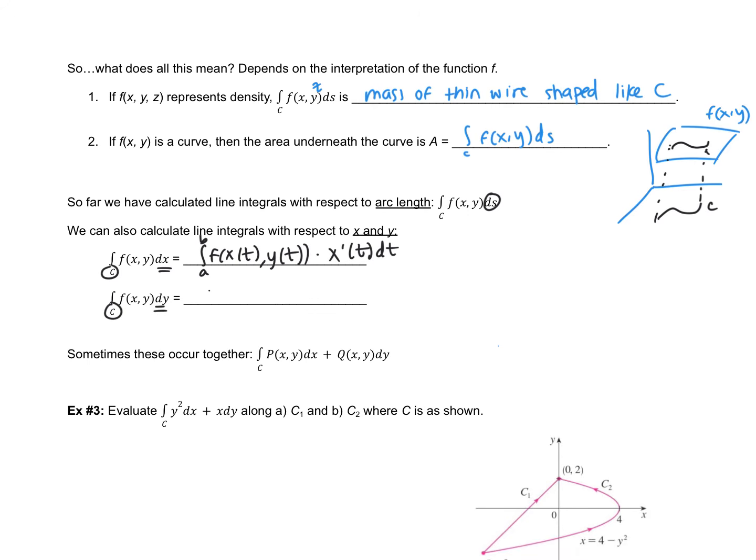Likewise, if you're integrating over y, again, a to b, we have f of x of t, y of t. This time we're multiplying by y prime of t dt. And then, of course, sometimes you're going to see them together, in which case you're integrating with respect to x and y.